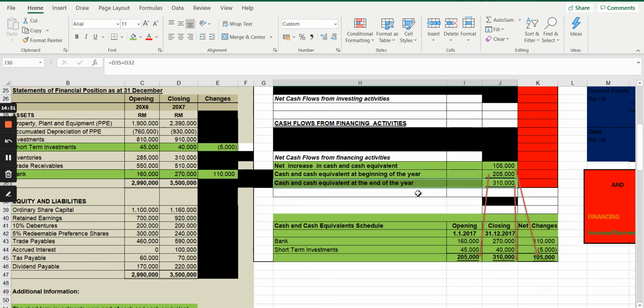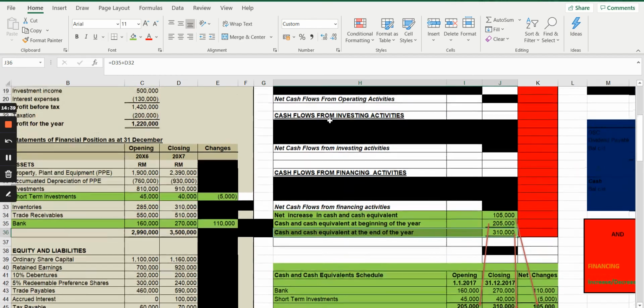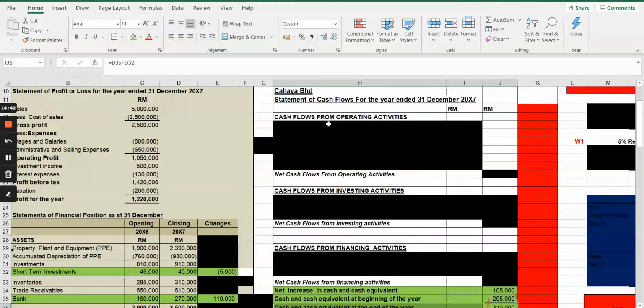My approach today is that I'm going to go bottom up. I'm going to start by doing the cash flow from financing activities. Then I will proceed upwards, and it will stop with the cash flow from operating activities. I will do this last. I will do the simple thing first.